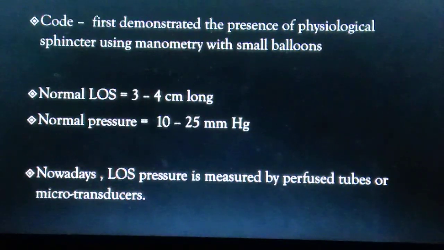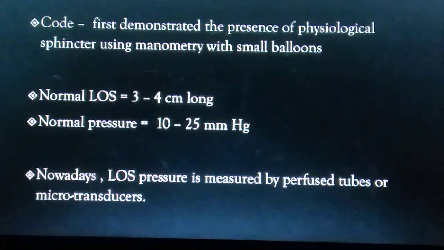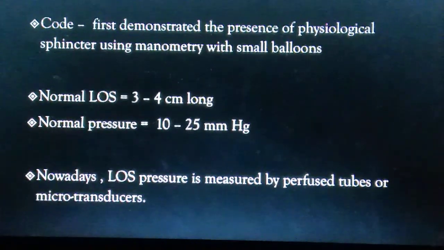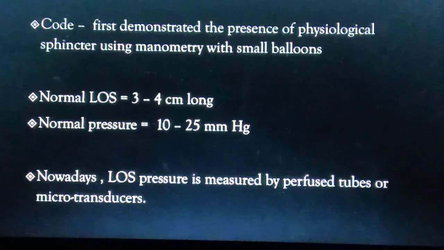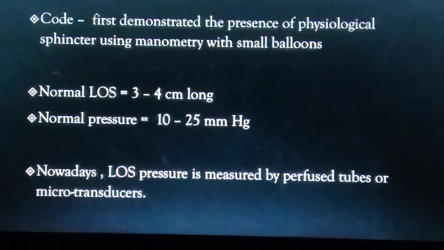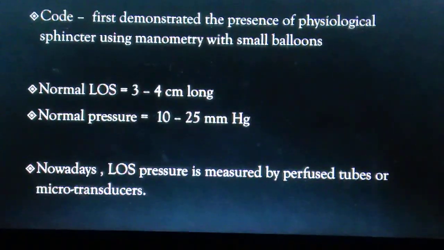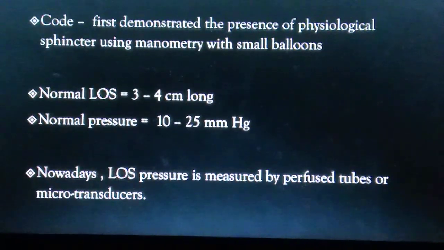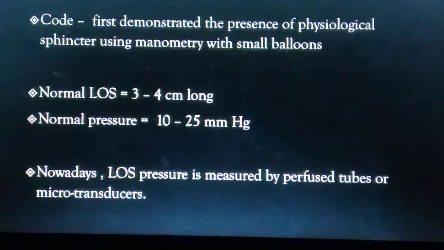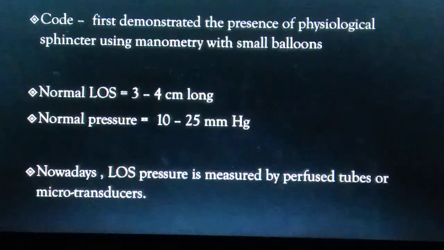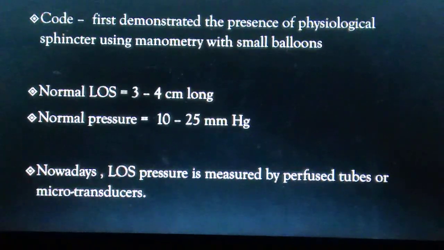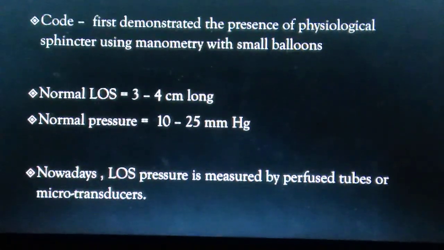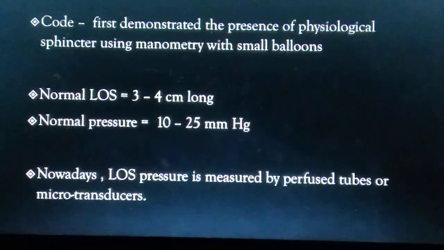Code was the person who first demonstrated the presence of the physiological sphincter using manometry. The normal lower esophageal sphincter is about 3 to 4 centimeters long and the normal pressure recorded there is 10 to 25 millimeters of mercury. Nowadays, lower esophageal sphincter pressure is measured by perfused tubes or micro transducers.